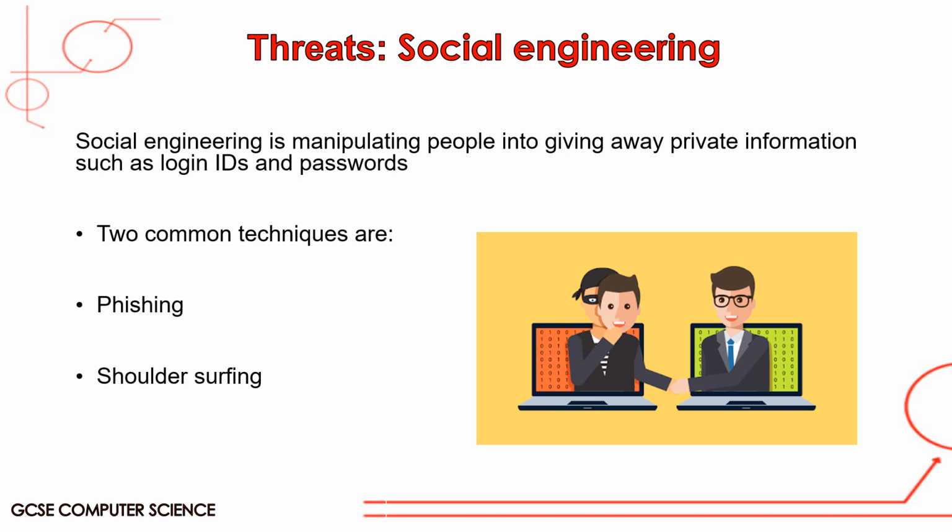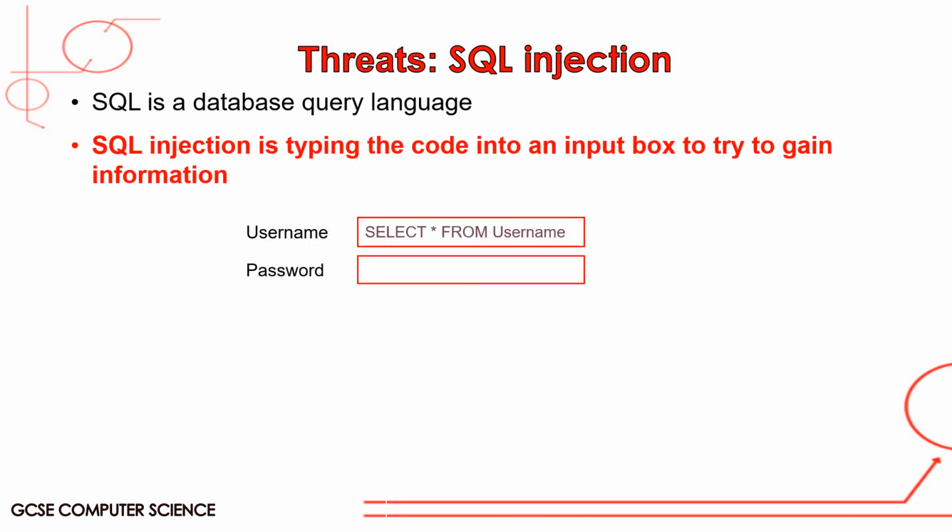Social engineering is when you manipulate people into giving you private information. This could be logins and passwords. Two common techniques are phishing and shoulder surfing, which is where you look over someone's shoulder. Phishing is harmful emails where they will send you some sort of link to try and get information from you. An SQL injection is when you type SQL code into input boxes to try and gain information. A very simple example, which probably wouldn't work, but as an example, you could do select star from username and get everybody's username from that database.